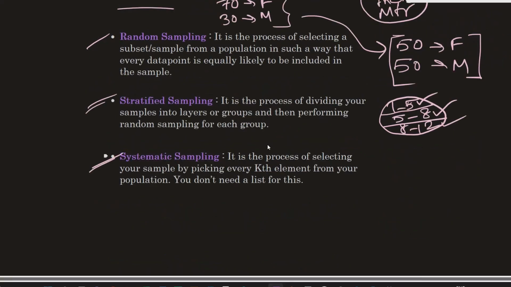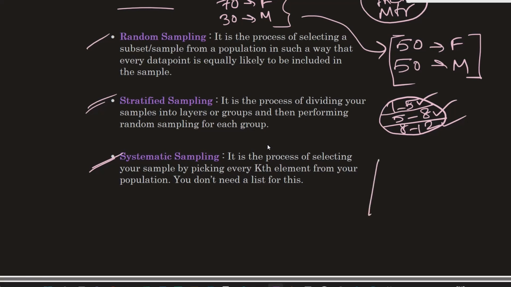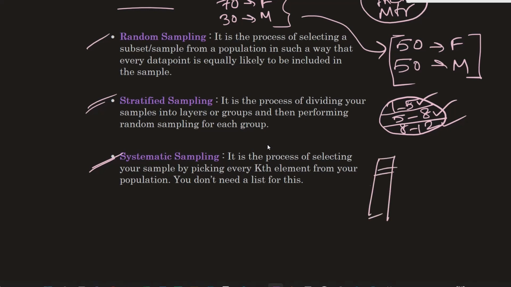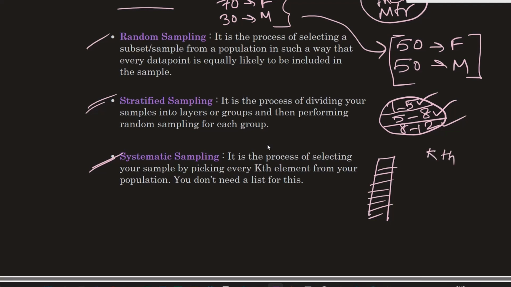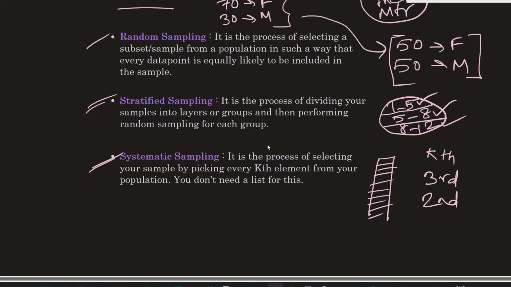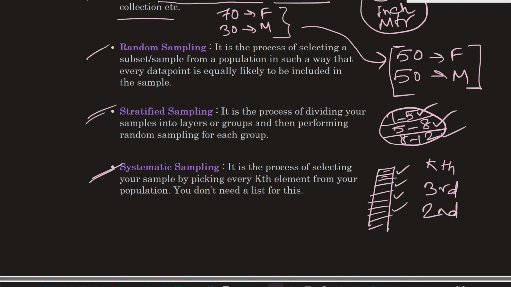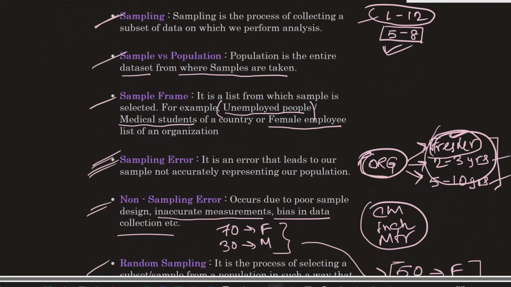And finally, we have systematic sampling. It is the process of selecting your sample by picking every kth element from your population. You don't need a sample list in order to do this. What I mean to say is, let's say that we have 100 students in our school. Going by systematic sampling, by the kth element, you are going to consider the data from every third student, or it could be every second student as well. So instead of collecting the data from each and every student, you are collecting the data from every kth student within your entire population. And I hope these terminologies are now clear to you. So let's move on to the next topic.